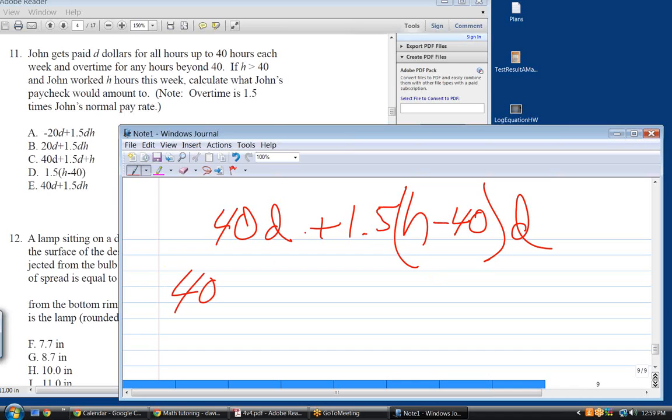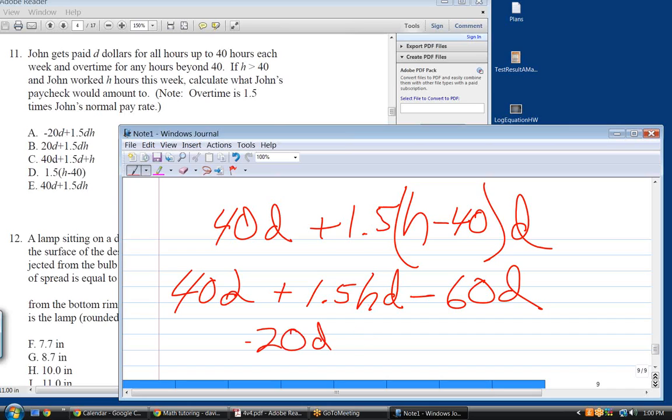And now when I simplify, I check and see if that's on there, and it is not. So I go to simplify. I get 1.5 HD minus 60D. And now I've got a 40D and a minus 60D, which is minus 20D plus 1.5 HD. Okay. That is on there.